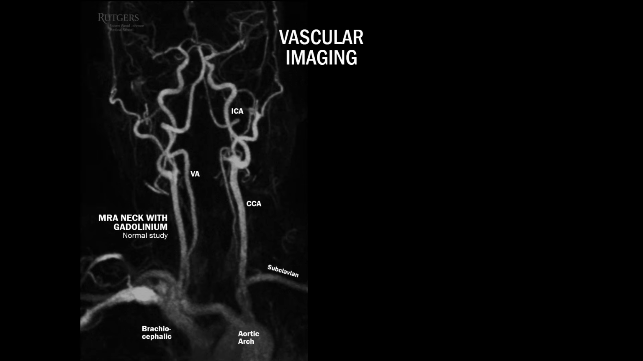This is MRA of the neck. The images take longer to acquire, and we have to use gadolinium contrast to avoid artifacts, but in return we get a beautiful picture of the vascular tree, all the way from the aortic arch to the brain.